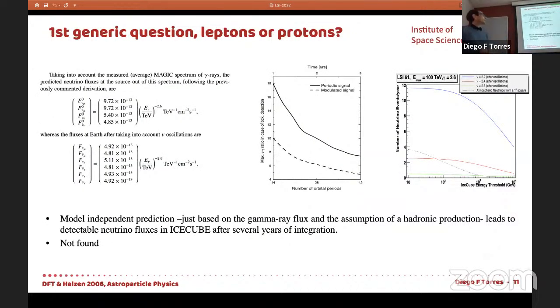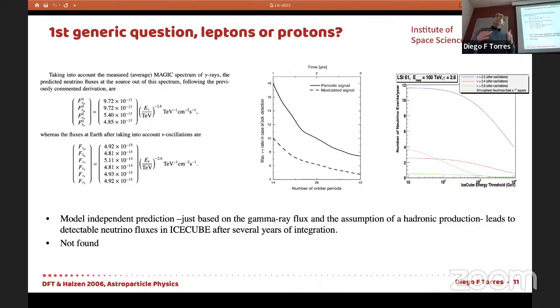So the first generic question I studied related to this source was, what kind of particles generated the radiation, were they protons or electrons. So the very basic thing you can ask. And the idea is that if you have gamma ray emission that is produced by protons, the process for that to happen is proton-proton interactions. So proton-proton interaction produces neutral pions, and the neutral pions decay into two gamma rays.